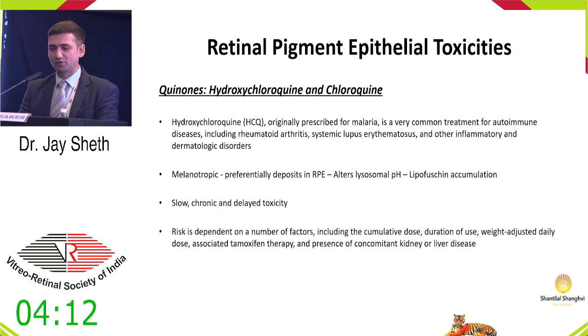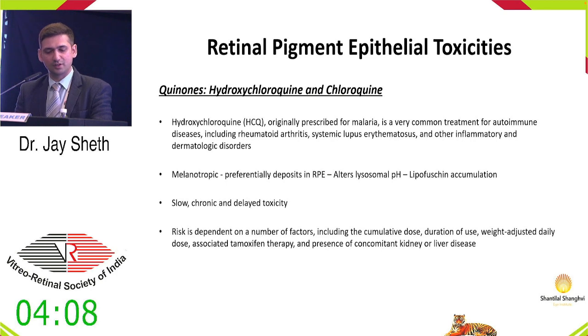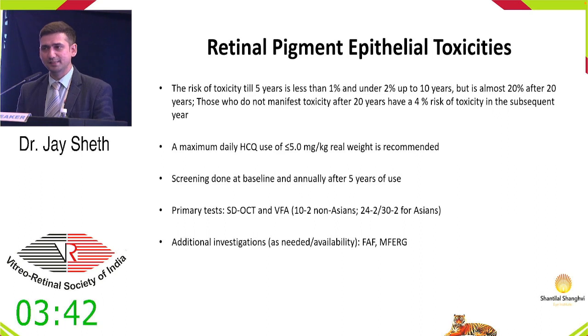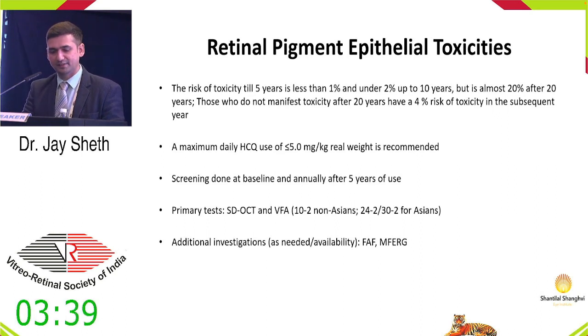The commonest RPE toxicity seen is with quinolines, that is hydroxychloroquine and chloroquine, which are usually used for autoimmune disorders and malaria. Recently they were also used very widely for the management of COVID. It causes a slow, chronic, delayed toxicity, which is dose dependent and depends on the duration of usage. Worsening is seen if the patient has a concomitant kidney or liver disorder. These patients usually develop this toxicity after a period of 5 years. Hence, the screening guidelines advise examining these patients at baseline and annually after 5 years. The primary test advised is a spectral domain OCT followed by a visual field analysis. Autofluorescence or a multifocal ERG may or may not be done depending on availability.